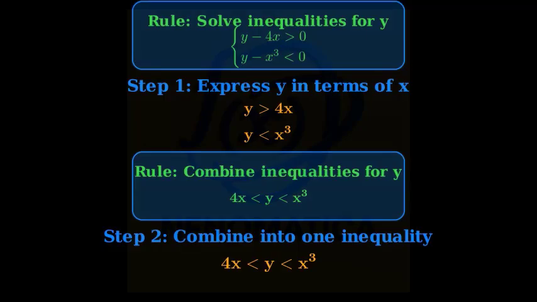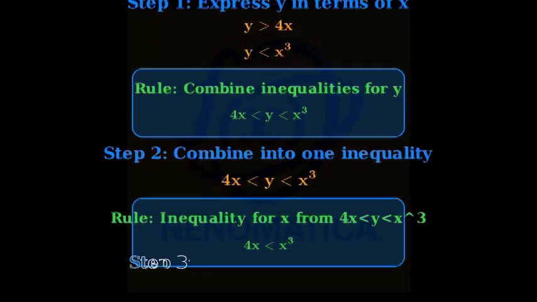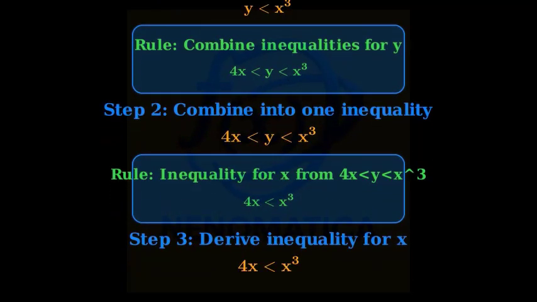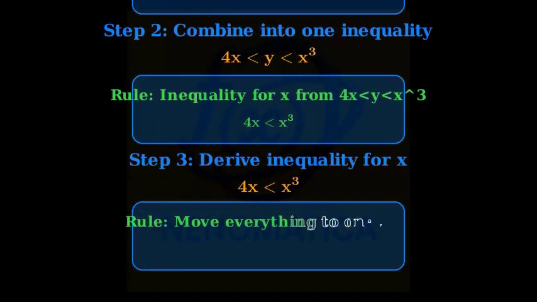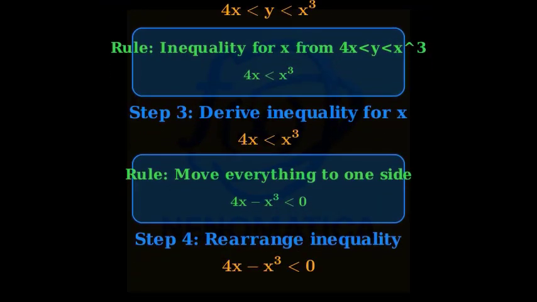Step 3. Because y must be between those two expressions, we must have the left bound less than the right bound. So 4x is less than x cubed. Step 4. Move all terms to one side. We get 4x minus x cubed is less than 0. Step 5. Factor the left side. Factor out x to obtain x times (4 minus x squared) less than 0.